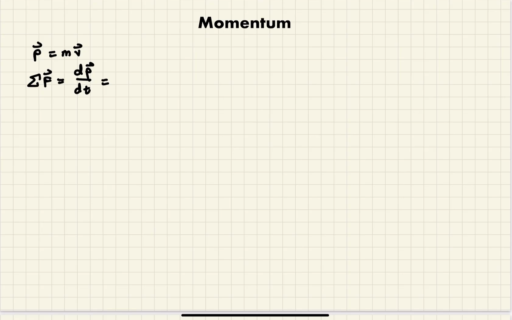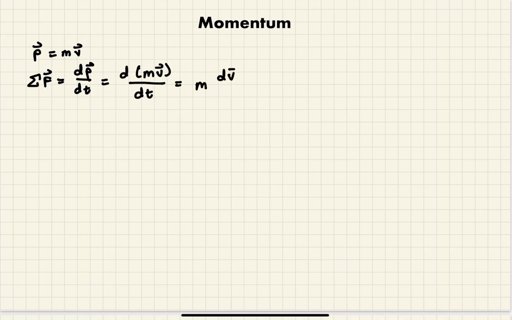And why does this work? Well, if you take the derivative of momentum with respect to time, that's just equal to the derivative of mass times velocity with respect to time. We know that mass doesn't usually change with time. In some scenarios, like rocket propulsion, that's a famous example, mass does change with time because you use up more fuel as you go on. But in most cases, mass is constant.